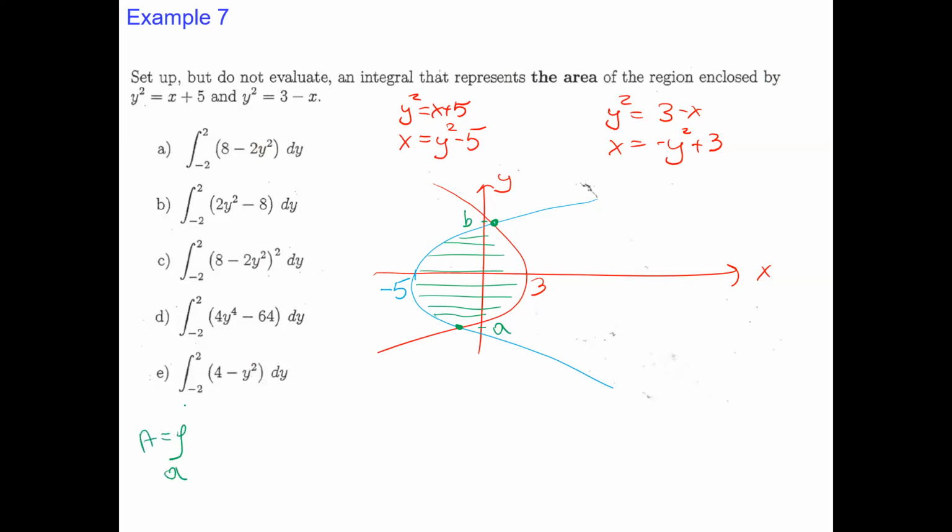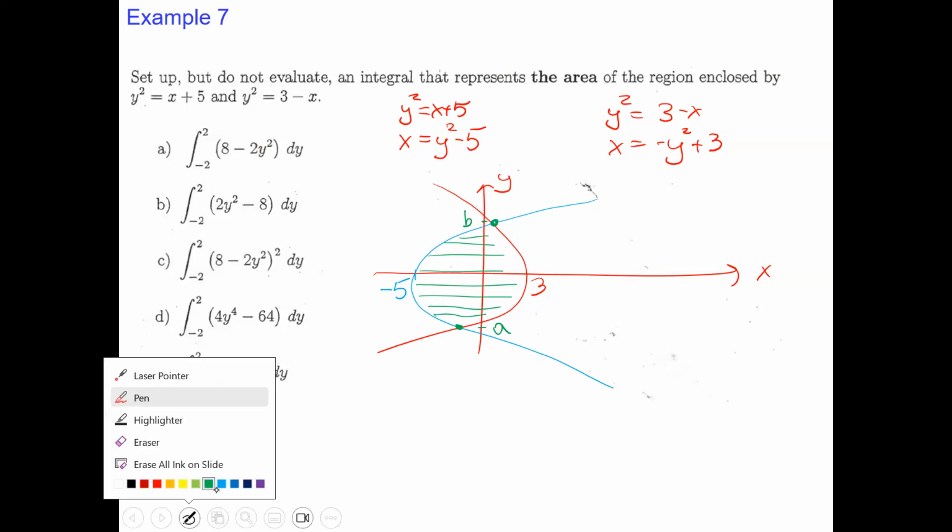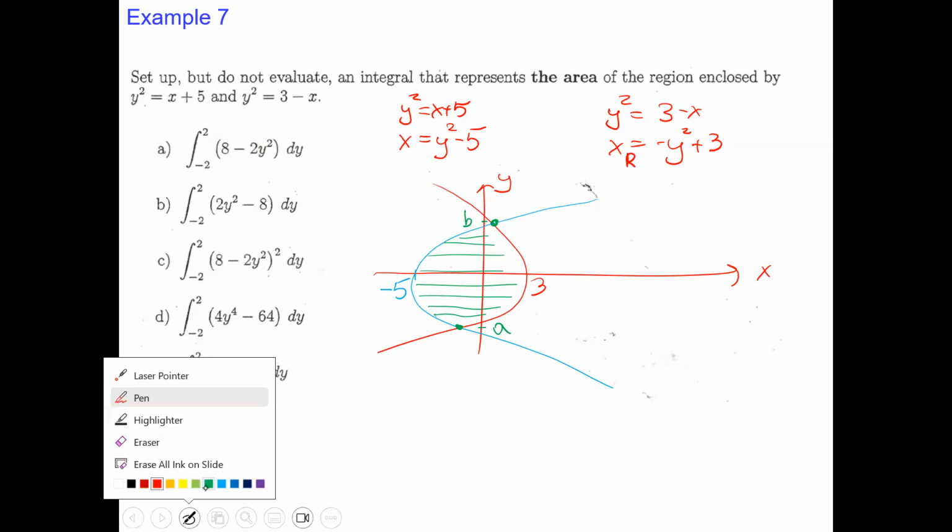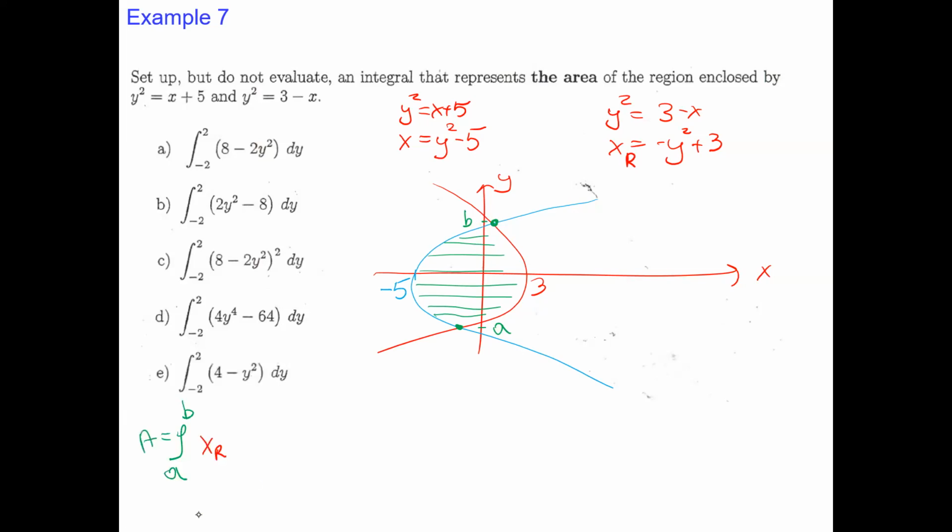The area will be between a and b. We may notice the right-hand side is this one, and the left-hand side is the blue one. That means we will subtract the left from the right. The right-hand side is negative y squared plus 3, minus y squared minus 5, but we are subtracting.